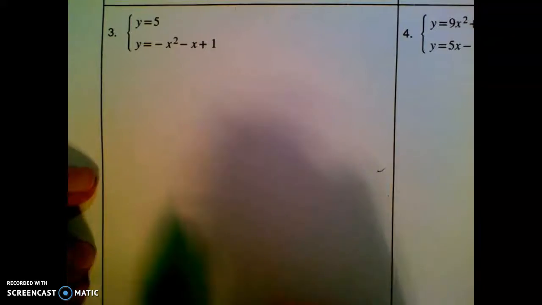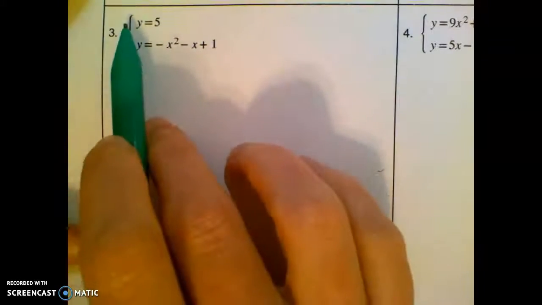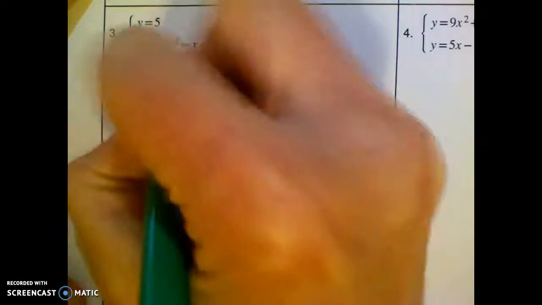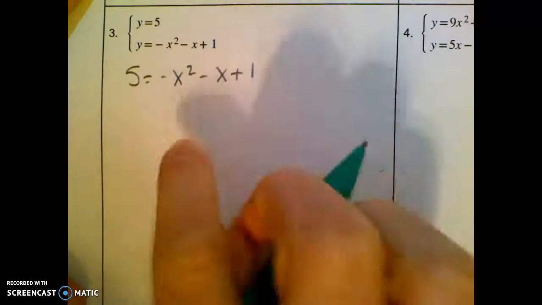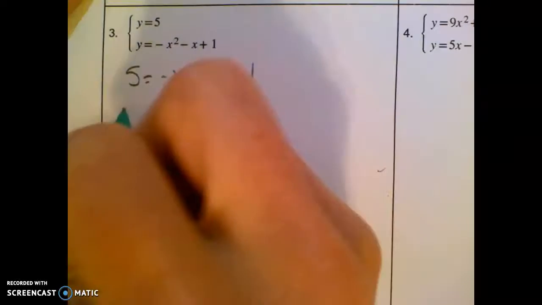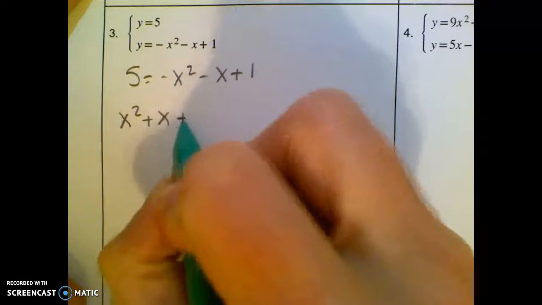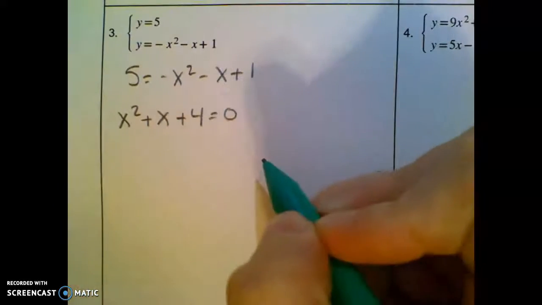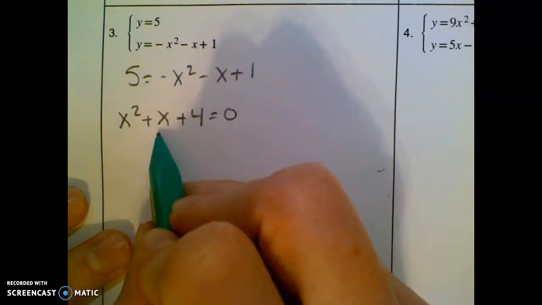All right, our next one is a linear, a straight across line, and a quadratic. They're both y equals, set them equal. So we get 5 equals negative x squared minus x plus 1. By default, I like to make my x squareds positive, so I'm going to move everything to the left side. So I'm going to get x squared plus x, and I would minus that 1, so I get plus 4 equals 0. Okay, and then there's nothing that multiplies before and adds to be 1.